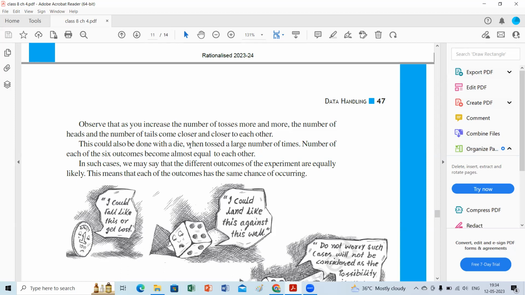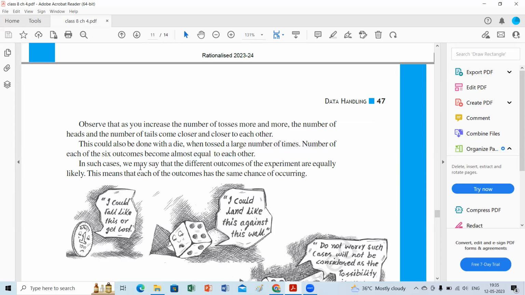As the number of times increases, what is happening, children? Outcomes of an experiment are equally likely. That's more important. In which case does it happen? If you increase the number of tosses more and more, heads and tails come closer and closer to each other. The same thing with a die: when you toss it a large number of times, the number of each of the 6 outcomes becomes almost equal to each other.